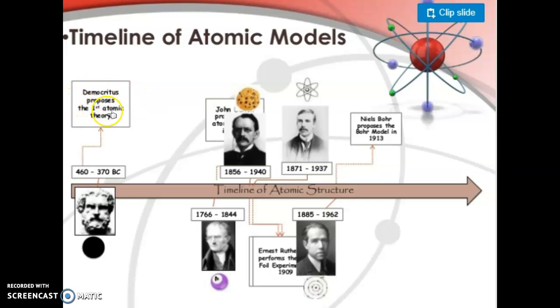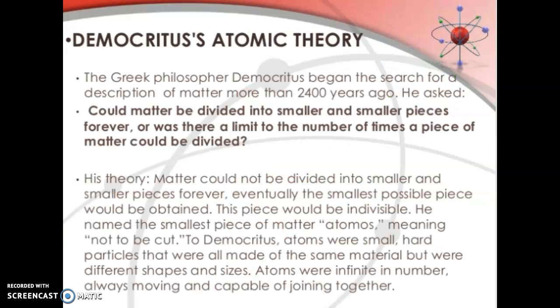Democritus proposed the first atomic theory. The Greek philosopher Democritus began the search for a description of matter more than 2400 years ago. Actually, how did he come to know about the atom? He wondered whether matter could be divided into smaller and smaller pieces forever, or was there a limit to the number of times a piece of matter can be divided? This question raised in his mind led him to the discovery of the atom.